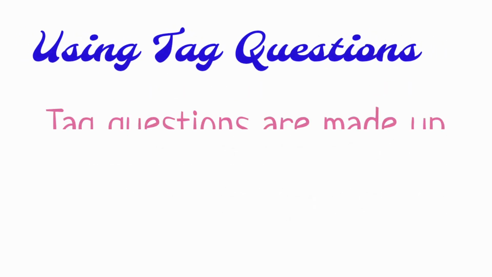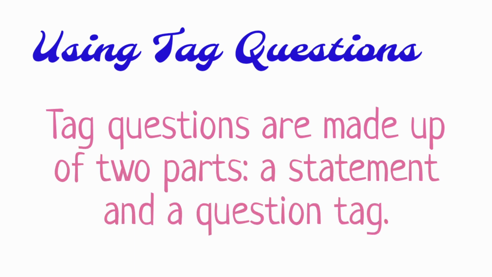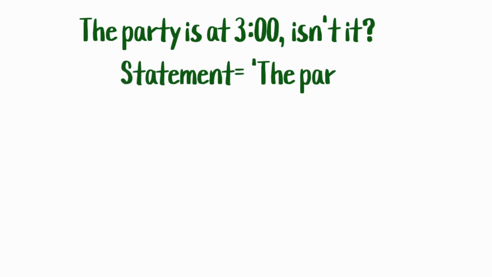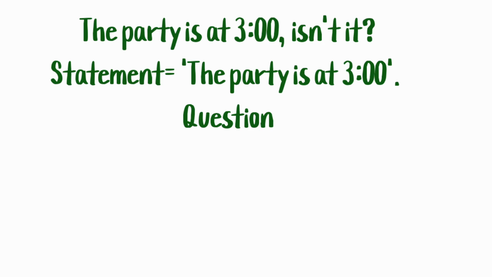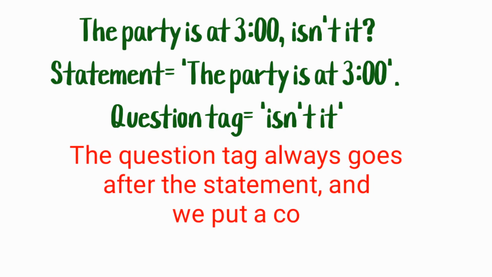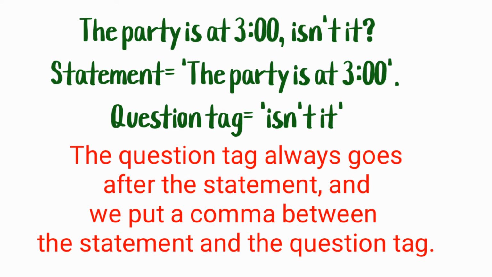Using tag questions. Tag questions are made up of two parts, a statement and a question tag. Let's see an example. The party is at 3, isn't it? Here, the statement is the party is at 3 and the question tag is isn't it. The question tag always goes after the statement and we put a comma between the statement and the question tag. Here, the thing you need to understand is the statement can be positive or negative.